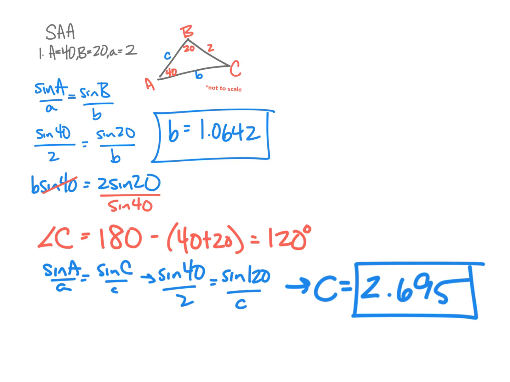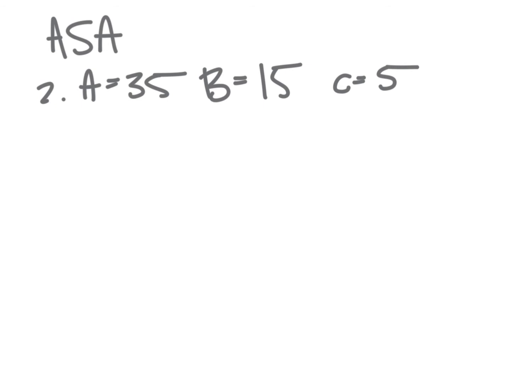So really, once you just find a little bit of the triangle, you can figure out the whole rest of it. For the rest of the examples, I'm just going to find one side or one angle, and just know that you could go further. So in this next example, we have A is equal to 35, B is equal to 15, and c is equal to 5. Let's go ahead and draw this.